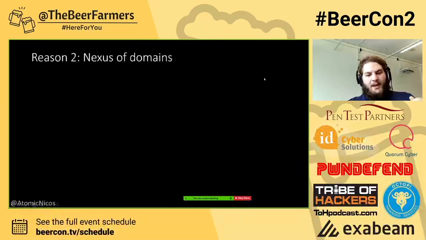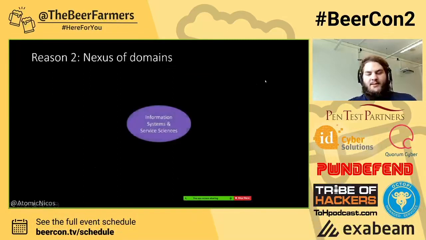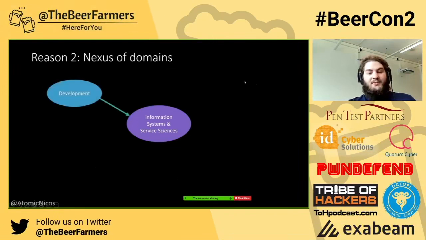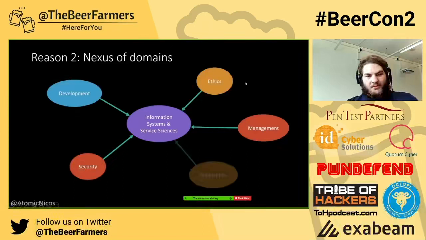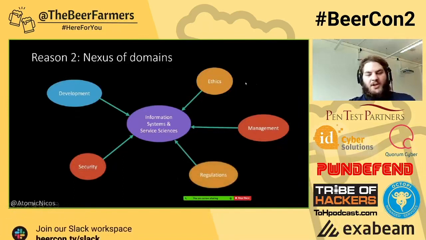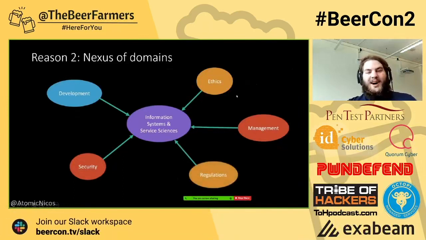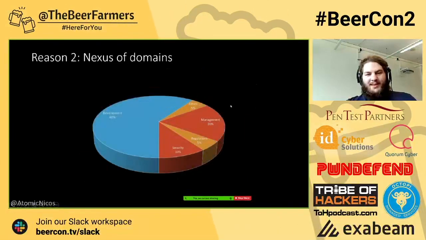Finally, I'm at a certain nexus of domains. I study information systems and service sciences, which sounds big. It involves development, management, ethics, security, and regulations, all bunched up in a big ball of knowledge, although it isn't equal time. It looks something like this. I also pursue InfoSec and OSINT on the side, and I'm trying to kind of migrate there over time.